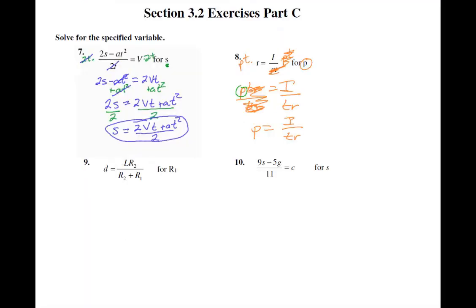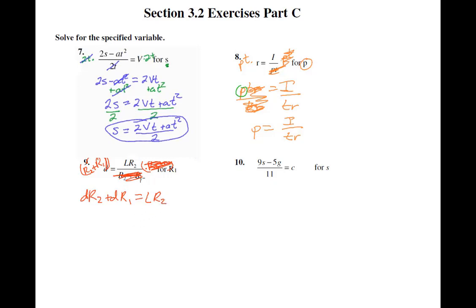Number 9. We've got fractions again. Let's multiply by this denominator, R2 plus R1. So we get R2 plus R1 and R2 plus R1 multiplying over here. And on the right hand side, it just cancels. On the left hand side, we have parentheses times the d, so the d can jump in. So we have dr2 plus dr1 equals lr2.